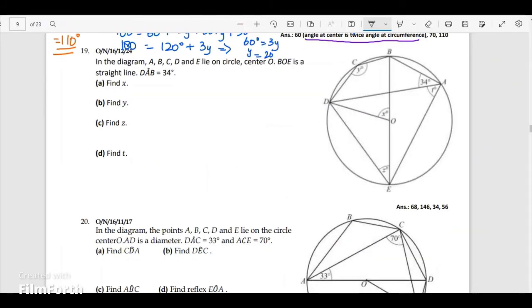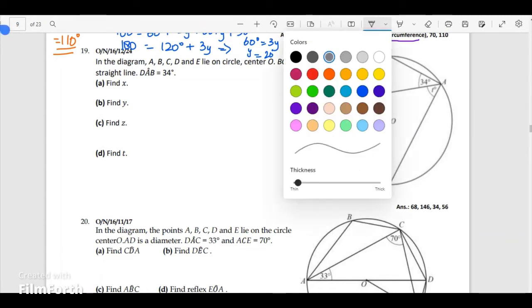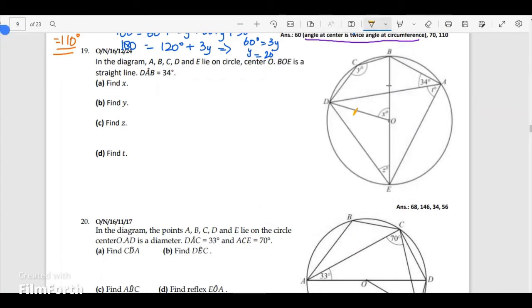Question number 19. The diagram: A, B, C, D and E lie on a circle, center O. BOE is a straight line. DAB equals 34 degrees. We have to find x degrees. This is the center right here. This and this would be the radii. I'm using gray color, which actually looks like part of the question, so let's just change this. This and this would be radii, and BE is a diameter, so this whole angle would be 90 degrees. Well, we have to find out what x would be, this angle right here.